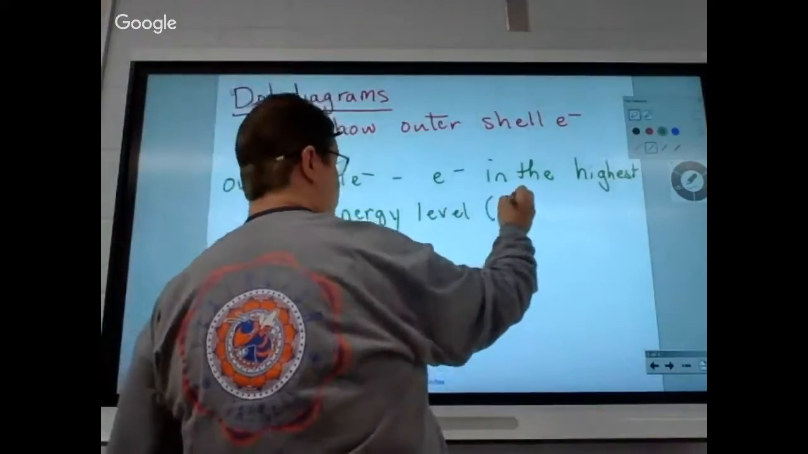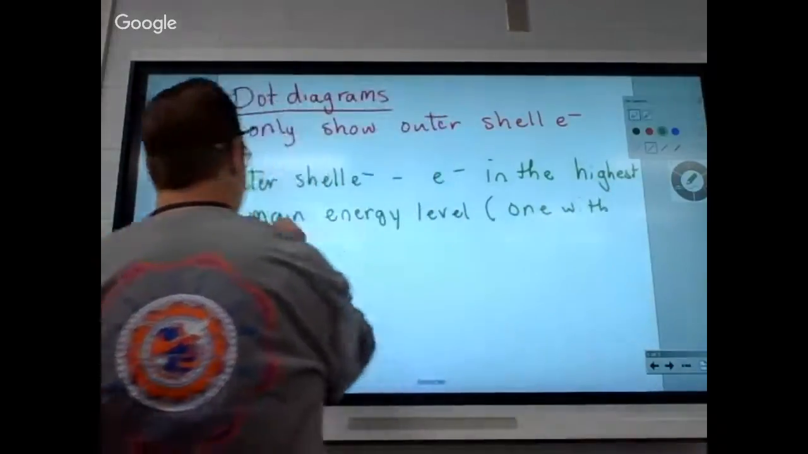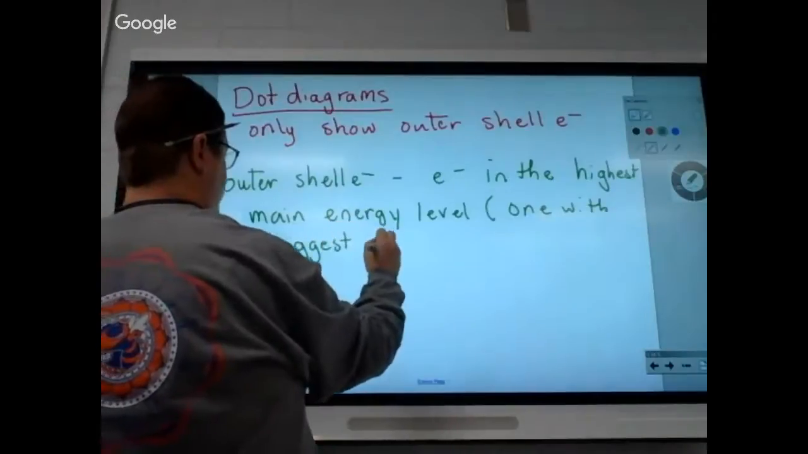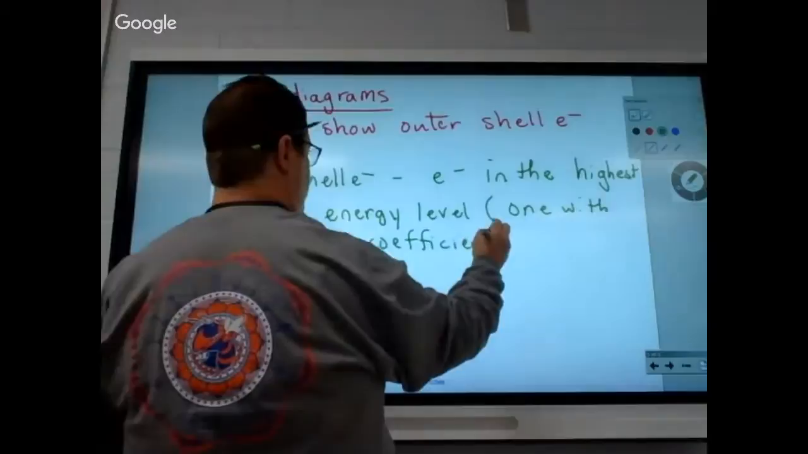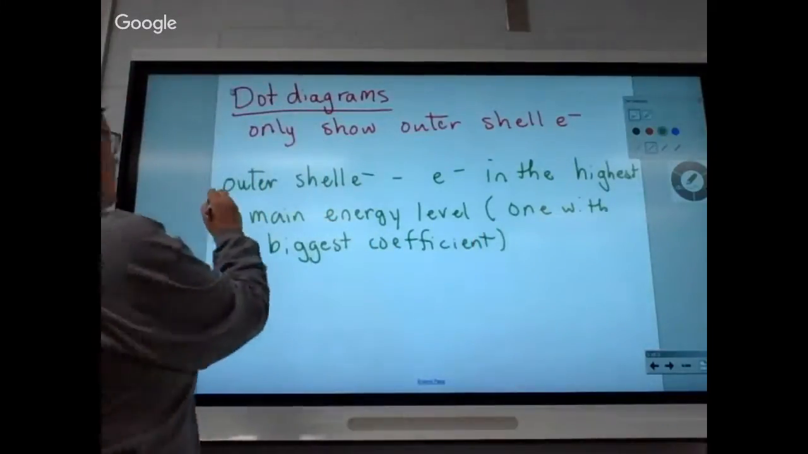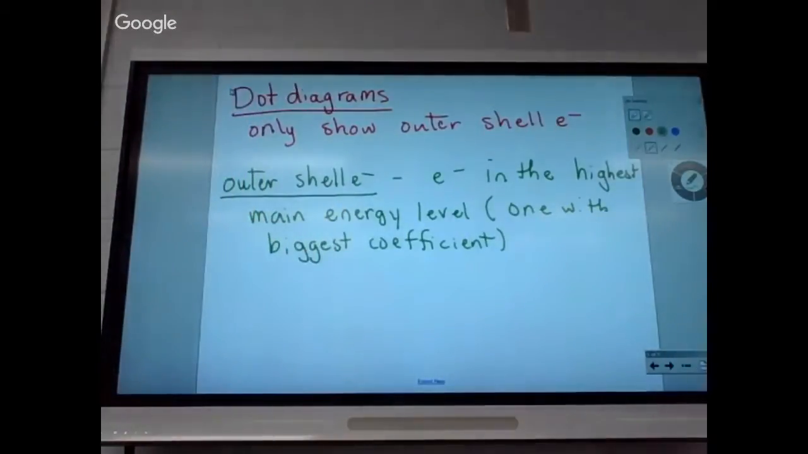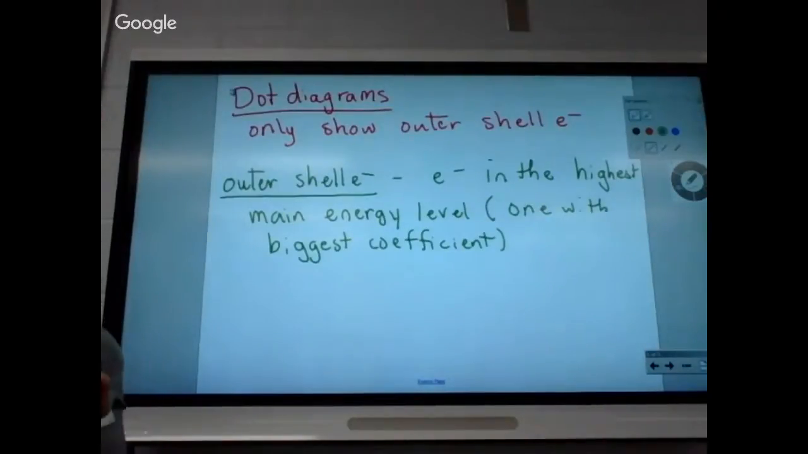I will tell you it's the one with the biggest coefficient. And I say that because we're going to test next week, and when you're going back looking in your notes, hopefully you'll be like, oh, yeah, I remember that word now. Because sometimes when I say highest main energy level in a question, students go, what does she mean by that? That means outer shell. It's the one with the biggest or highest coefficient.